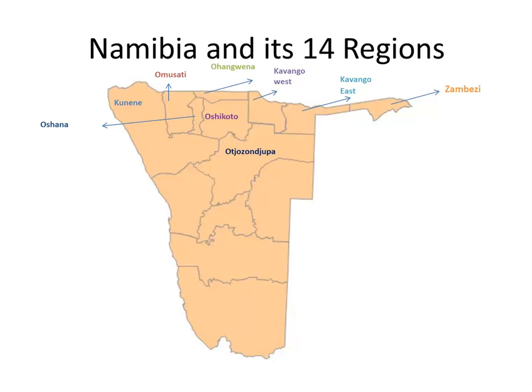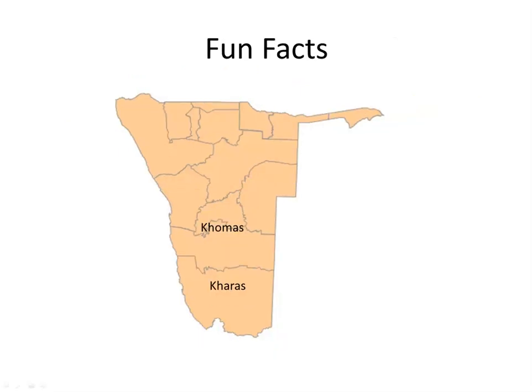Otjozondjupa, which is our farming area. Omaheke, which is where we find our border patrol. We have Erongo, which has our coastal towns, Walvis Bay, Henties Bay, and Swakopmund. Khomas region, which has a lot of mountains and our capital city. Hardap, which has the Hardap Dam as well. We have the Karas, which has Lüderitz and our diamond mine, as well as the Orange River that's running in the south of Namibia. So, that is our 14 regions.